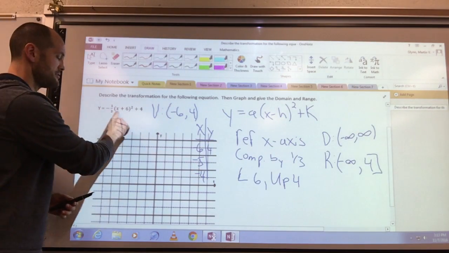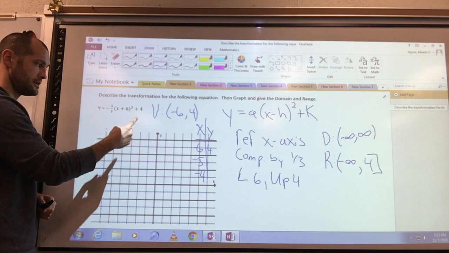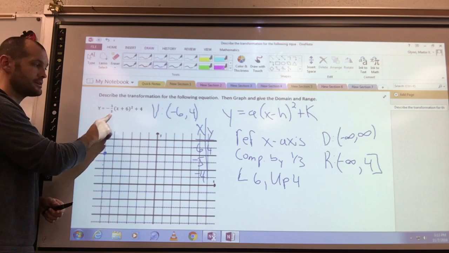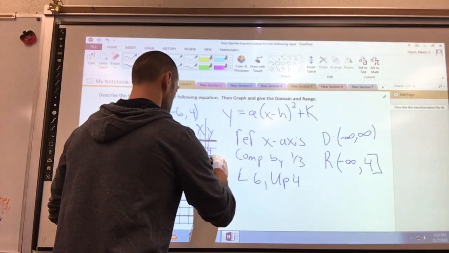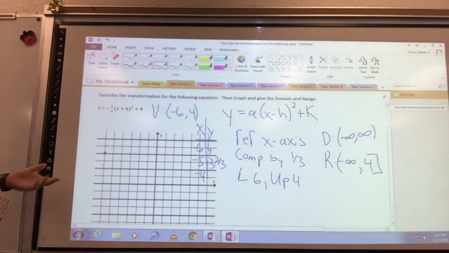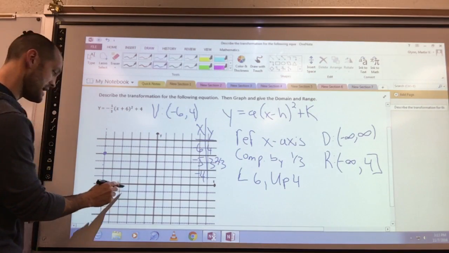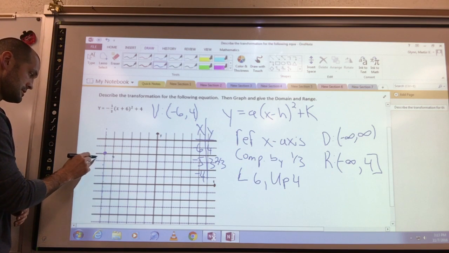Now I plug a negative 5 in. Negative 5 plus 6, 1. 1 squared, 1. 1 times negative 1/3, negative 1/3, plus 4 gives me a 3 2/3. Now that's really close to 4, but that's okay. So I go back 5 and then up 3 2/3, mirror it.